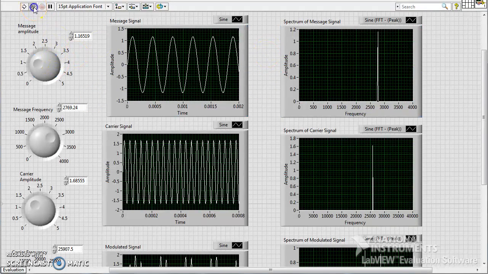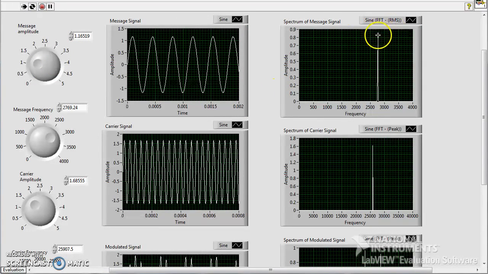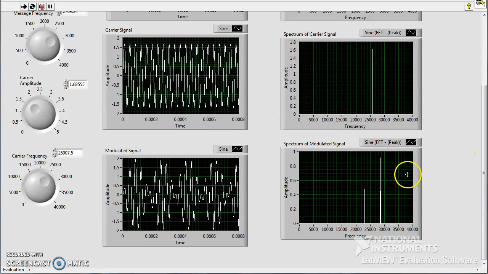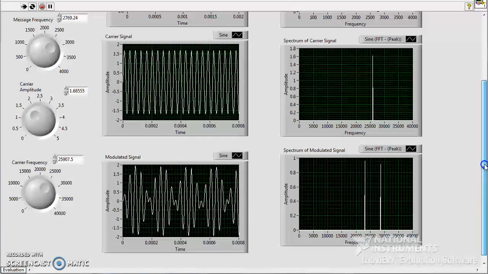I'll just run it. Previously it was plotted with respect to peak, so it is now with RMS value. The peak value was around 1.2 or 1.16, whereas the RMS value is 0.8. Similarly, you can change the peak plot to the RMS plot for the carrier as well as the modulated spectrum. So this is what we have with DSBSC modulation.